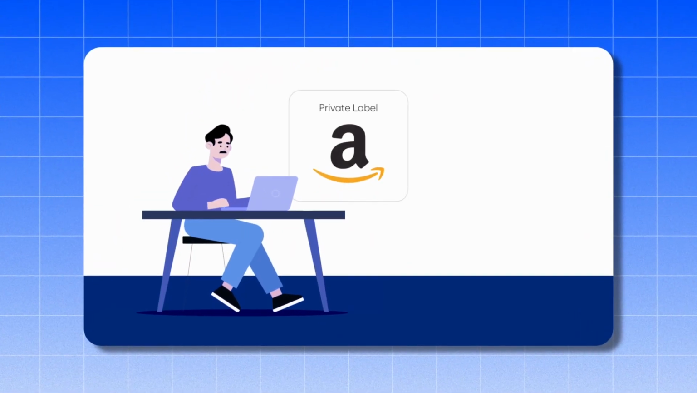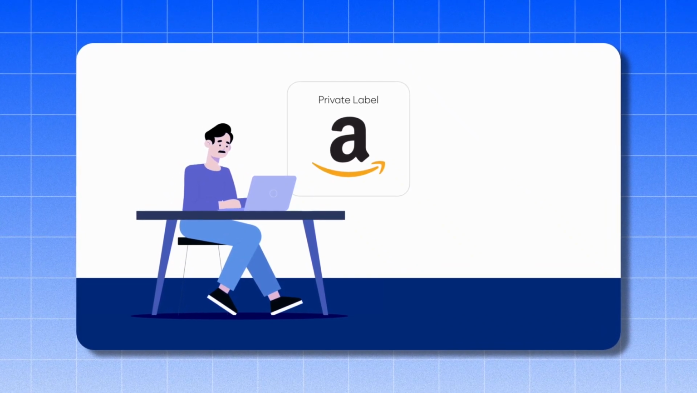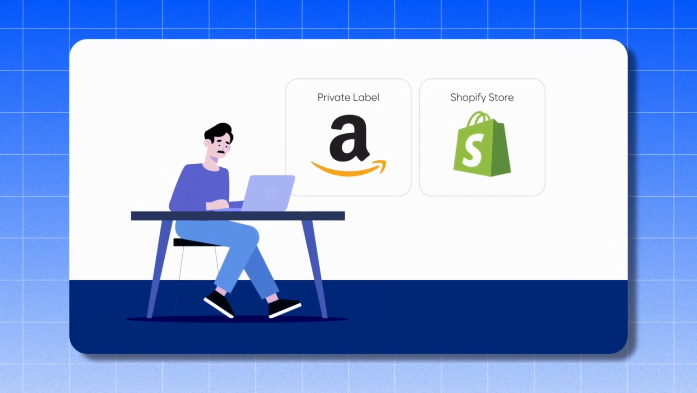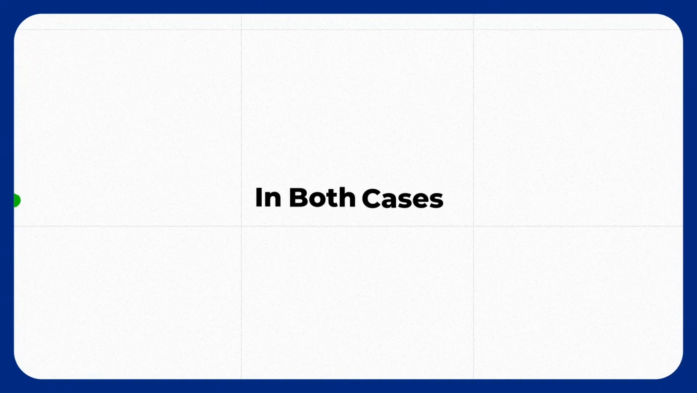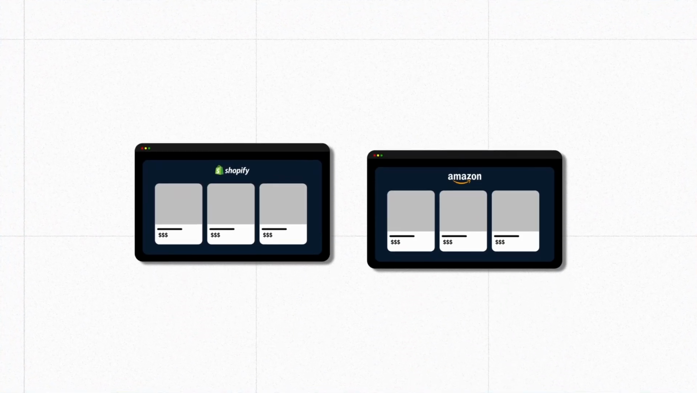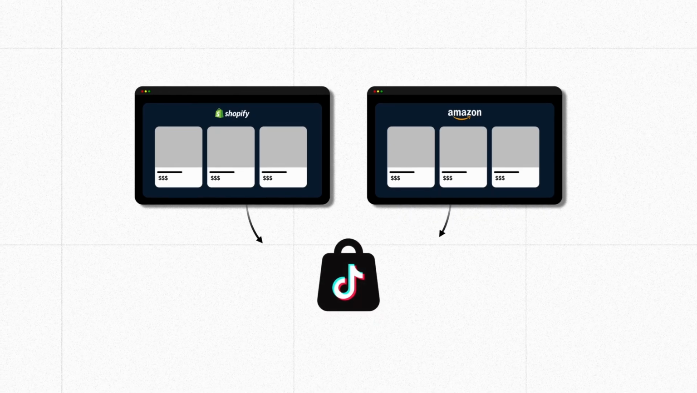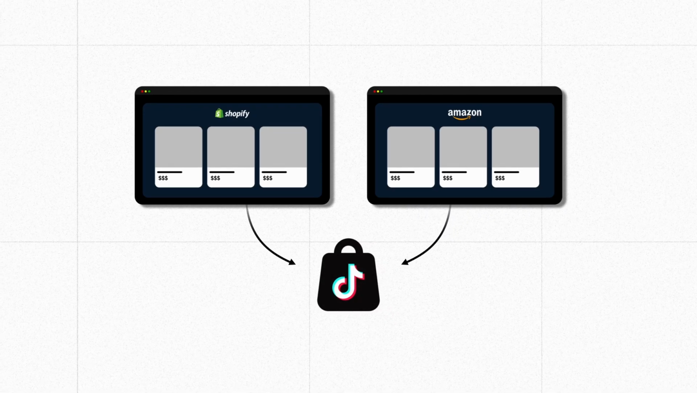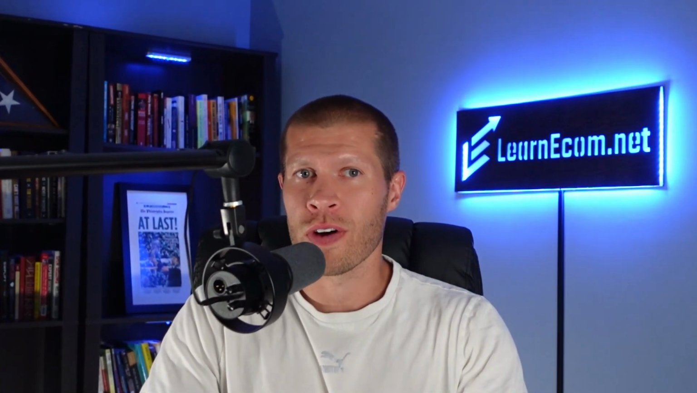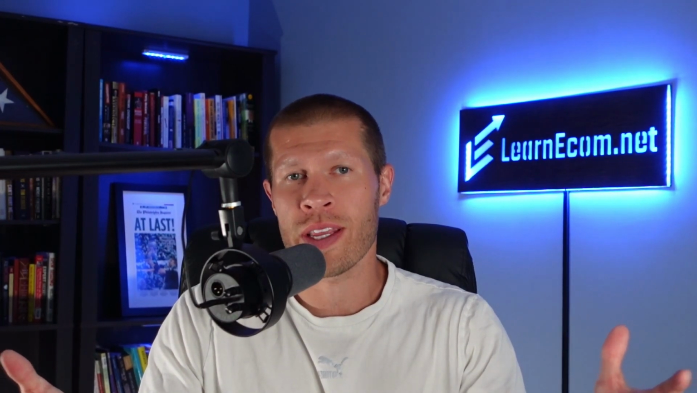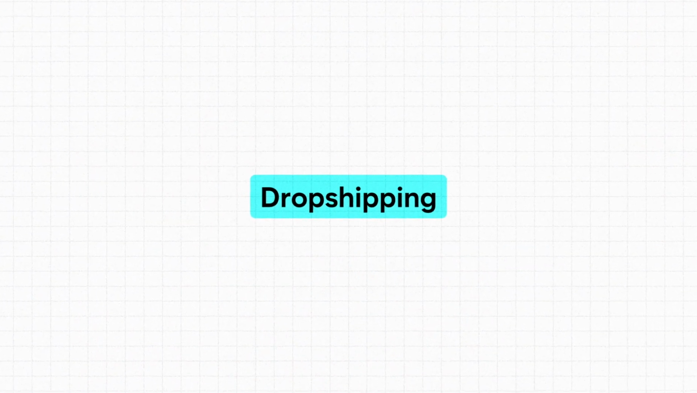So for instance, let's say you have your own Amazon private label brand or your own Shopify store with white labeled products already. In both of those cases, it would make sense to automatically connect your Amazon or your Shopify store into TikTok Shop and also list your products there as well. But for most of us, we don't have a brand already. We don't have products on hand or in our warehouse already to then list and ship out to customers. And that's where drop shipping comes into play.